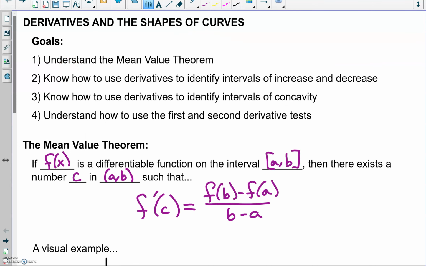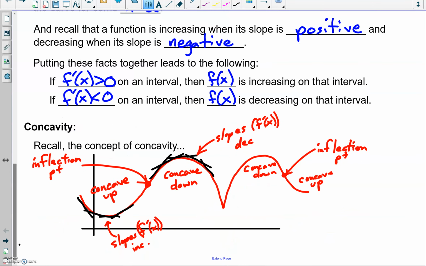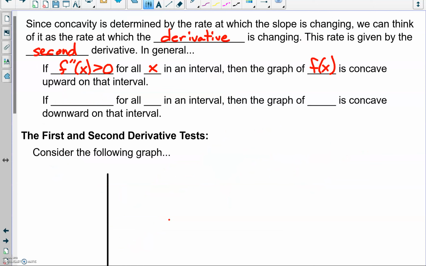Looking back at this picture, the slopes were increasing on that concave up part on the left. The slopes increasing represented by the change in f prime, which is given by f double prime. And for increasing, you look at greater than 0. So if your f double prime is greater than 0, f of x is concave up.